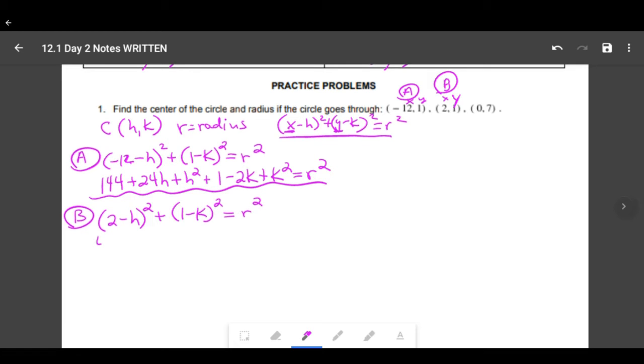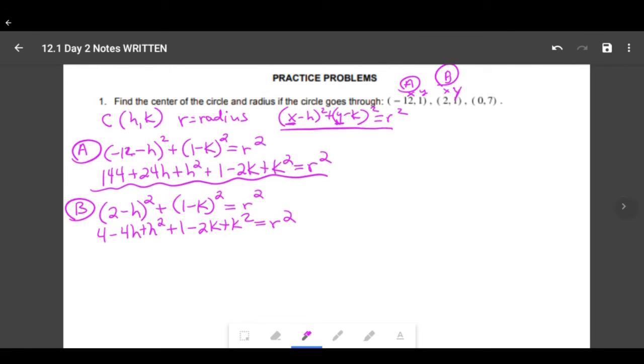So if I clean this up, I get 4 minus 4h plus h squared plus 1 minus 2k plus k squared equals r squared. Okay, so again there is an equation that has coordinate (2, 1) on the circle, but I don't know the h, the k, and the r yet, so I'm going to leave that on purpose. We'll come back to that in a second. All right, might as well keep rolling right here.